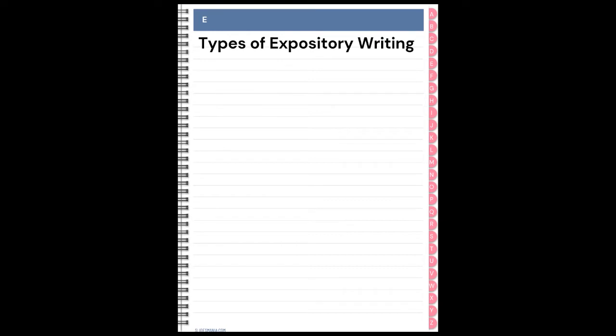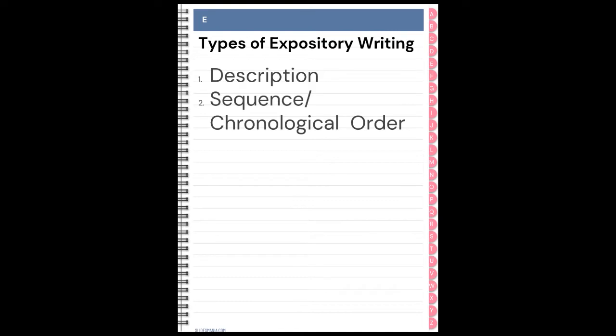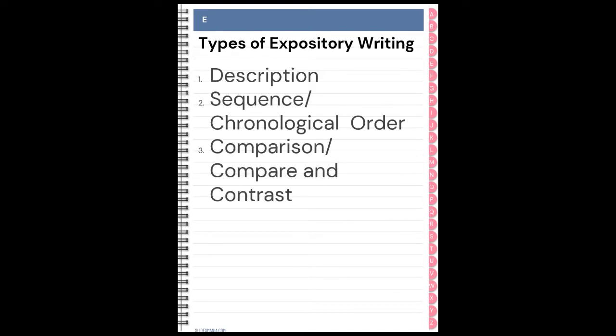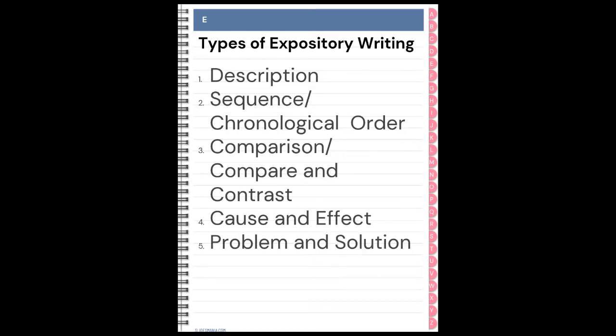There are numerous ways to present topics in a piece of expository writing. They are the types of expository writing: description, sequence or chronological order, comparison or compare and contrast, cause and effect, and problem and solution.